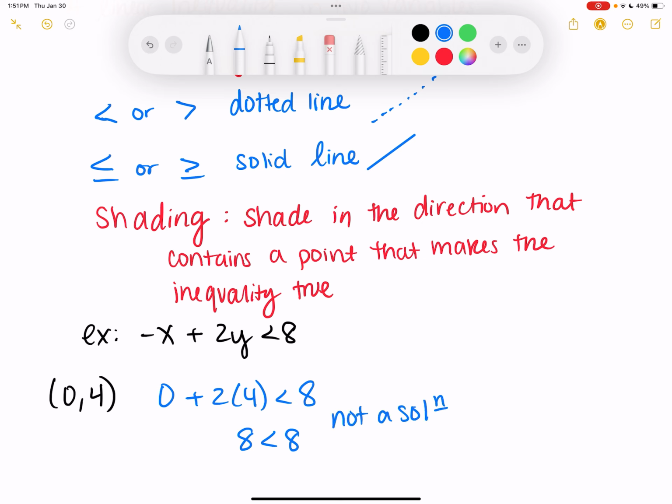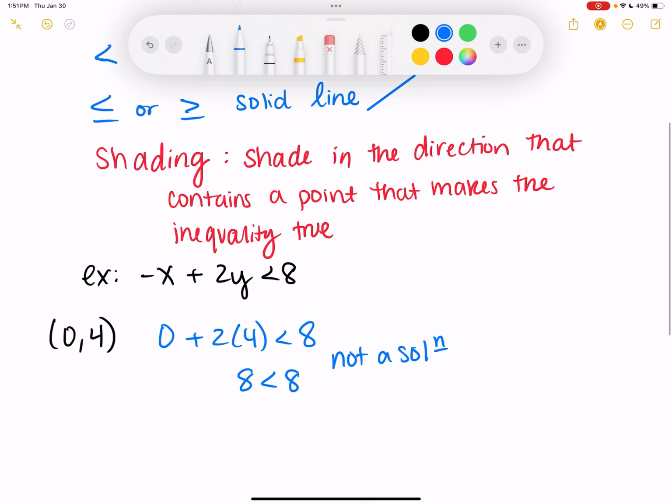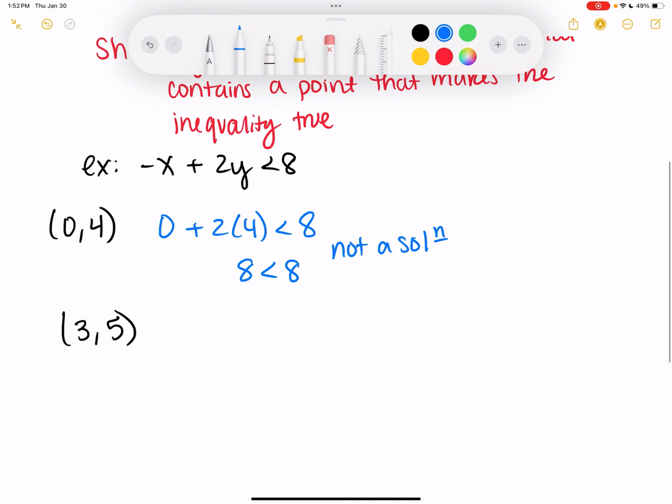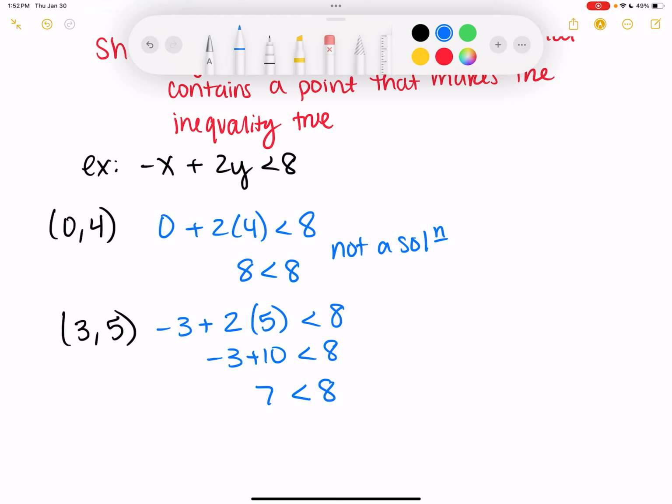What if instead I said to plug in the point (3, 5)? I plug in 3 for x, so negative 3 plus 2 times 5 is less than 8. So that's negative 3 plus 10, which is 7, is less than 8. Is that true? Yes. So this is a solution. So you're shading where you get a solution.